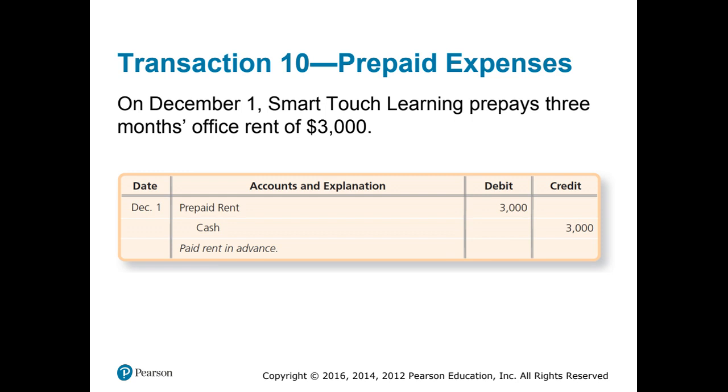And then on December 1st, transaction 10, we have prepaid expenses. So Smart Touch Learning prepays 3 months office rent. So we paid our rent in advance for 3 months on December 1st. So we're going to debit our prepaid rent for $3,000, and we're going to credit our cash account for $3,000. And then in our prepaid rent, we're going to put in our note that we prepaid rent in advance.